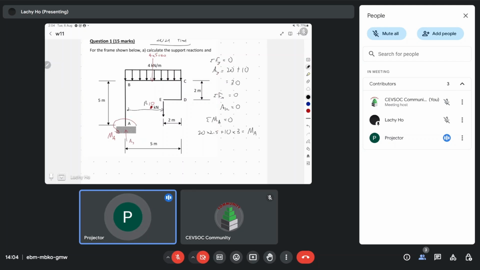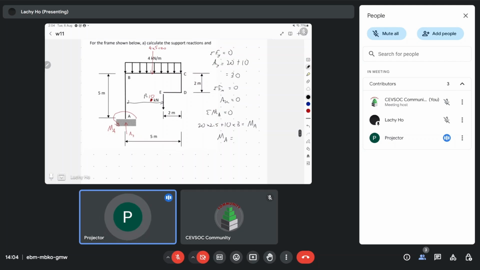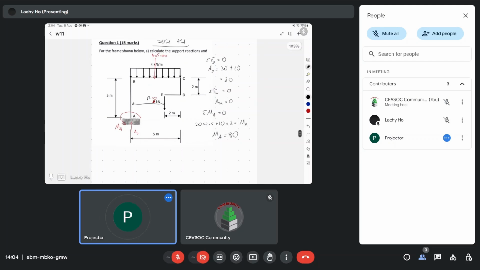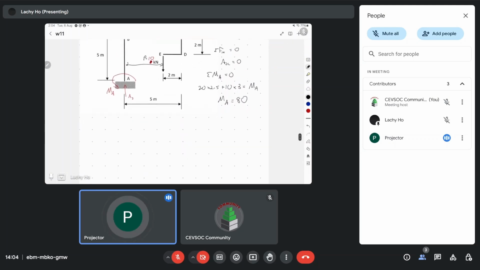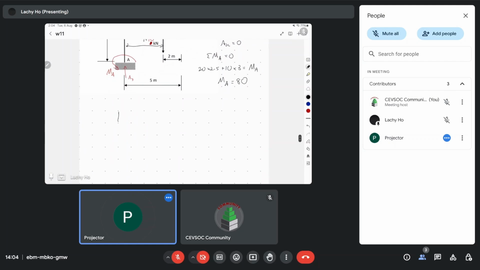Because MA is going in a different direction, we get a different answer. It's going to be positive, so MA is going to be 80. Cool. So let's look into drawing the shear force, axial force, and bending moment diagrams now. The way we do this is we have to remember our convention. This convention is what we always use, and this is our positive values.